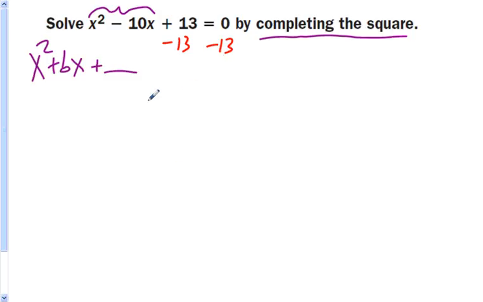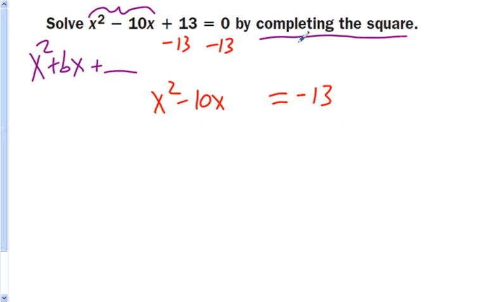So I'm just going to move it out of the way by subtracting it from each side. So when I do that, that leaves me with x squared minus 10x. I'm going to leave a space, write my equal sign, and then 0 minus 13 is negative 13. And if you notice, this left side, I'm ready to complete the square on it because I have what I need, the x squared and the bx.